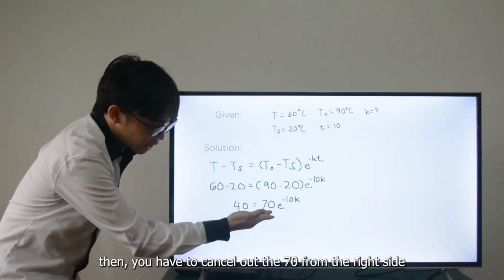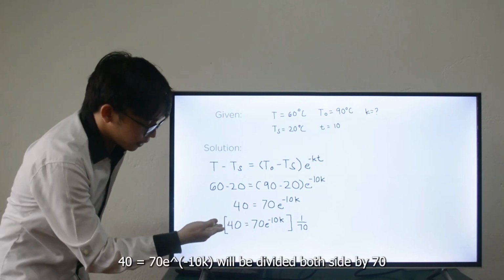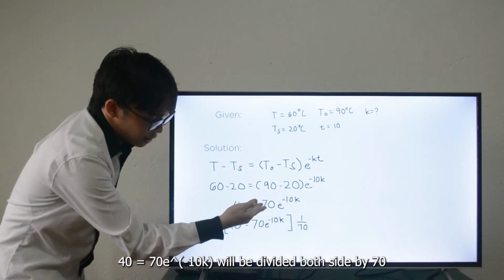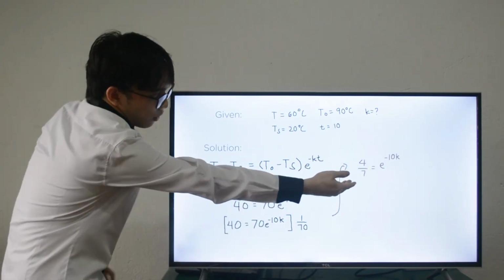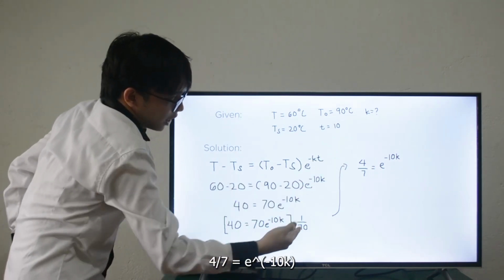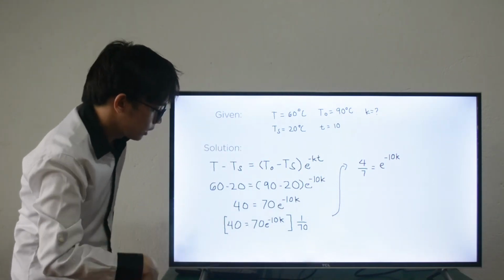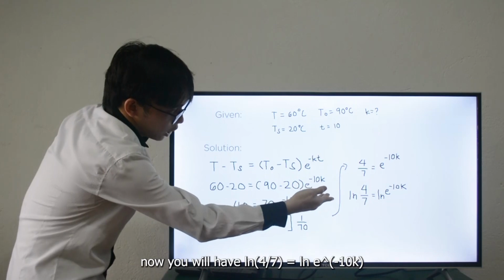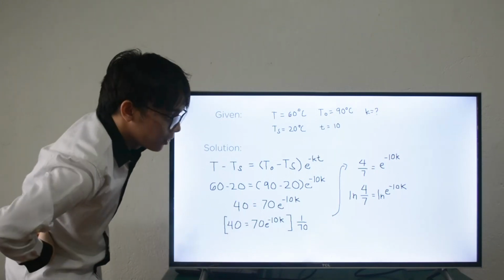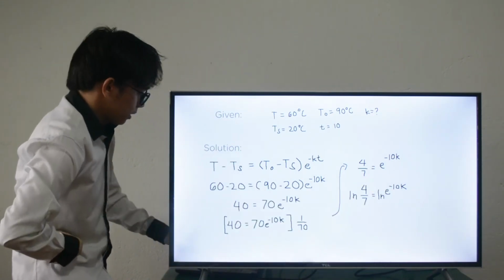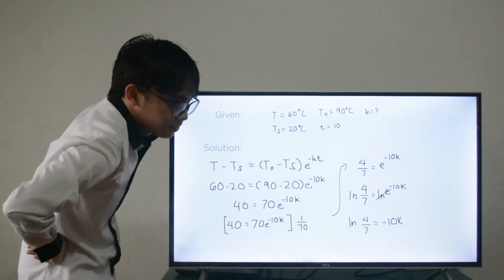Then you have to cancel out the 70 from the right side since we are solving for k. Then you will have 40 equals 70 e raised to negative 10k, divided both sides by 70. Then you will have 4 over 7 equals e raised to negative 10k. Now, to cancel out the e, you have to apply ln to both sides. Now, you will have ln of 4 over 7 equals ln e raised to negative 10k. Now, the ln and the e will be cancelled out. Then you will have ln 4 over 7 equals negative 10k.